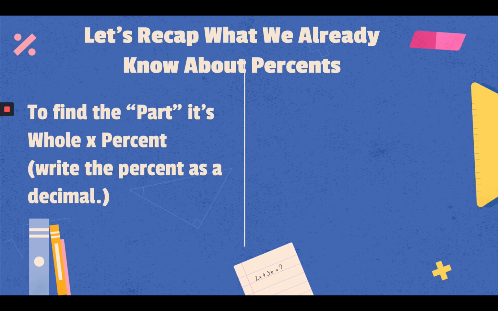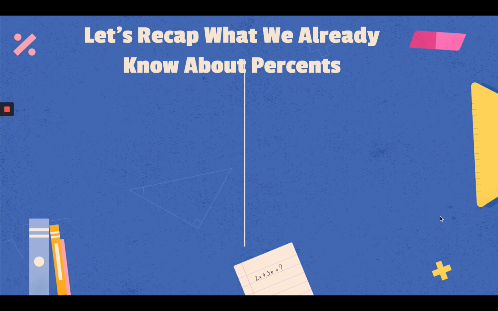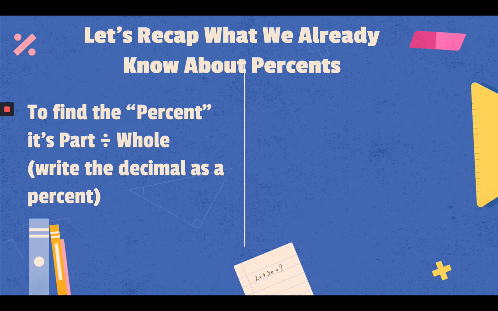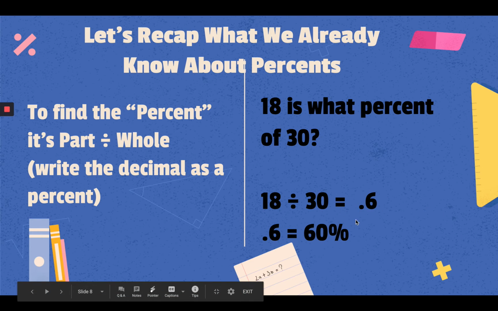We have done the first type of question. We found the part, so that was whole times percent, and we had to write the percent as a decimal. So the example would be, what is 32% of 150? It's a multiplication question. You go 0.32, the percent, times the whole, 150, and that equaled the part of 48. Last assignment, we found the percent, which was found by going part divided by whole. So 18 is what percent of 30? You did 18 divided by 30 equals 0.6, and then you just had to know to read it as a percent. So you'll get a decimal answer on these, and you just have to know that 0.6 is 60%.